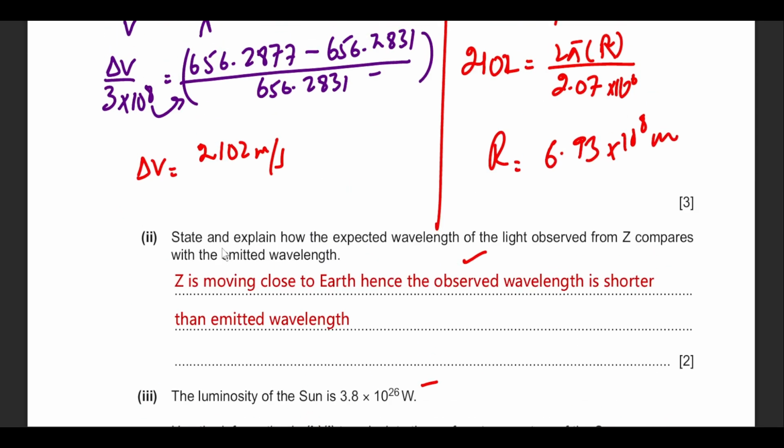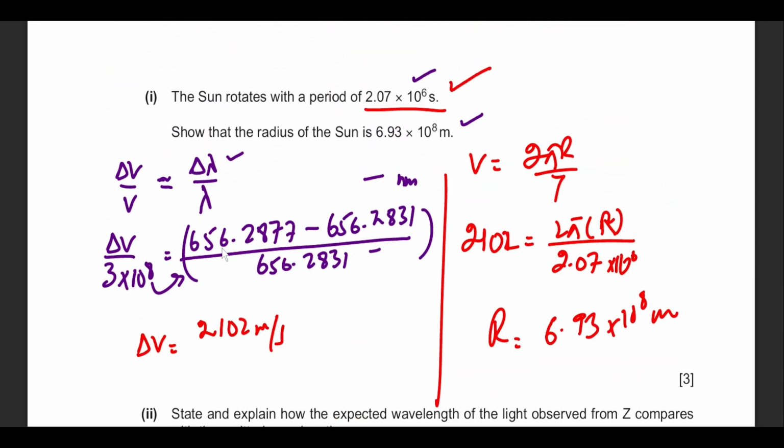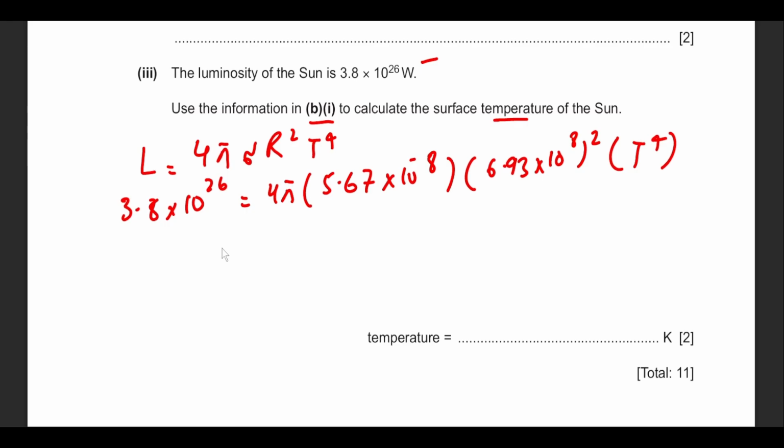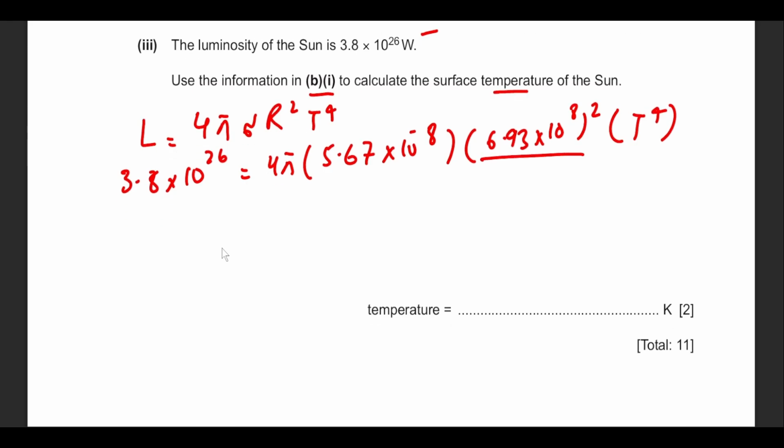Now please be advised, again, if you weren't able to solve this part, please don't leave the rest of the question. You will need that value again. And look, you could still have gotten 2 marks. So this is T raised to the power 4. Don't forget to take the fourth root on the other side. This will come out as 5800 Kelvin. This is your final answer.